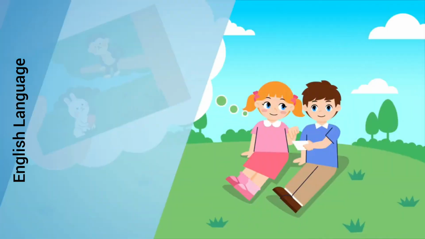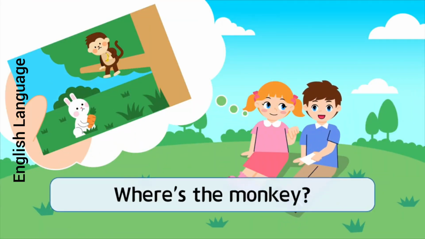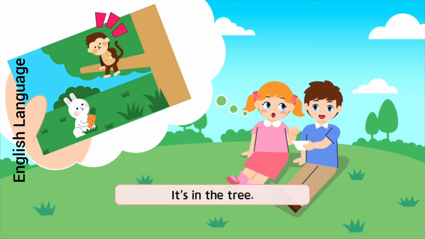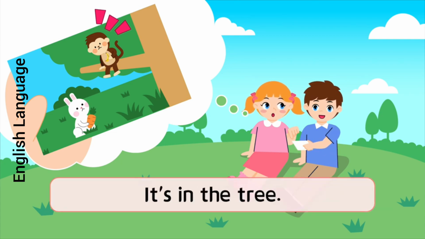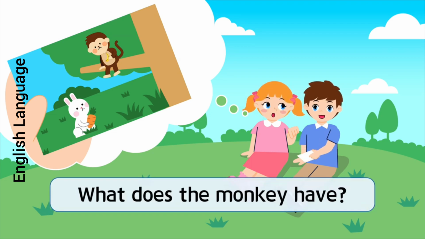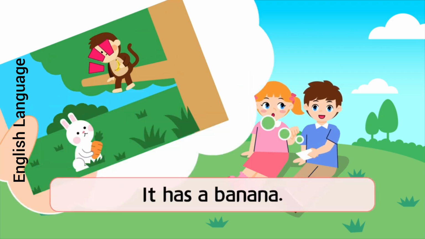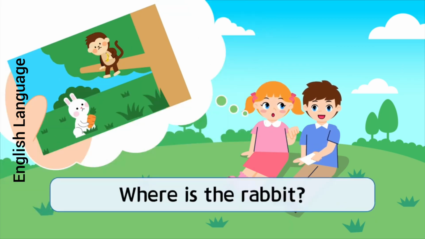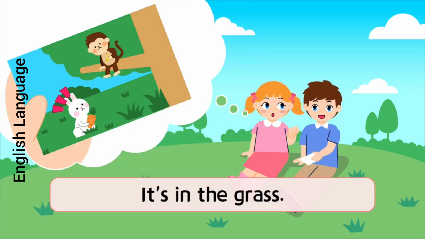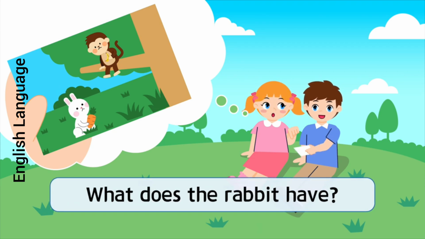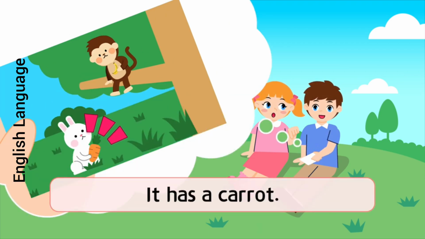Conversation. Where's the monkey? It's in the tree. What does the monkey have? It has a banana. Where is the rabbit? It's in the grass. What does the rabbit have? It has a carrot.